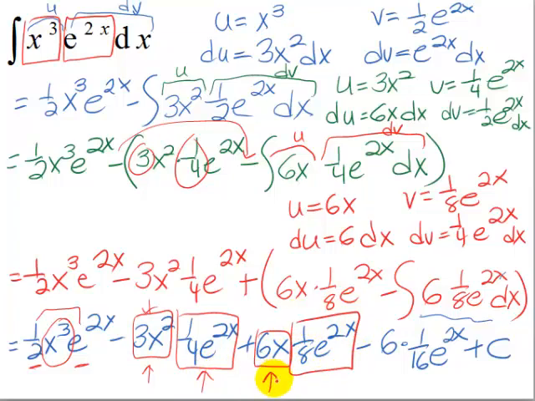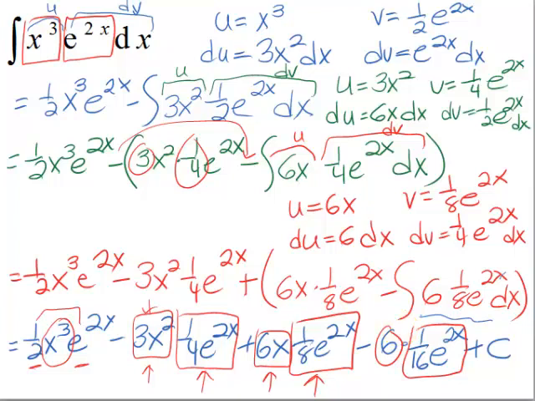If we did another derivative here, we would get 6. If we integrated here again, we would get this 1/16 e to the 2x. So we can kind of see a pattern of what happens when we apply integration by parts multiple times. We're going to come up with a shortcut. It is called tabular integration because you make a table.